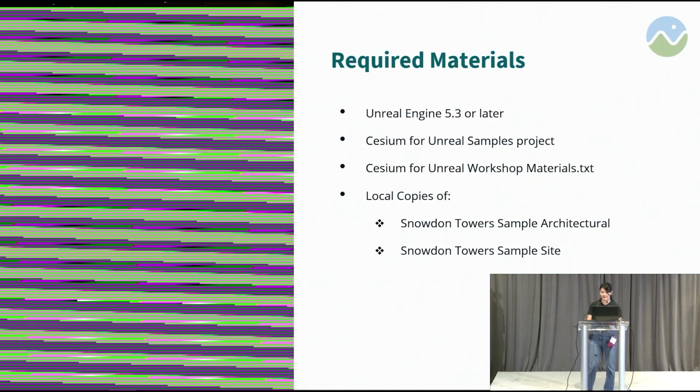So the required materials for this are Unreal Engine 5.3 or later versions. The Cesium for Unreal Samples project, hopefully you had that downloaded and open before this part, because it tends to take a while to compile the shaders. There is also a text file called the Cesium for Unreal Workshop Materials, and that just contains some convenient copy-paste values for when you're putting stuff in the level. And then we have some local sample data just as a backup in case the internet isn't strong enough to support everyone streaming. But hopefully it does.